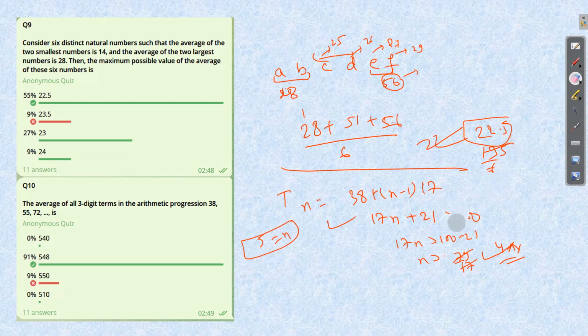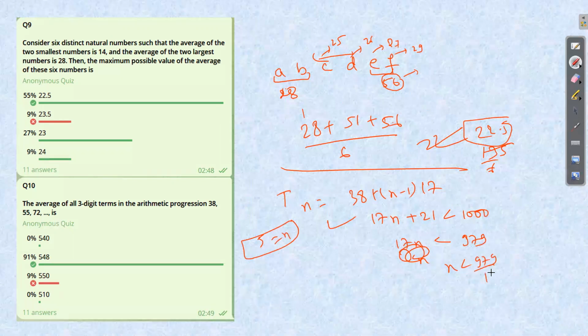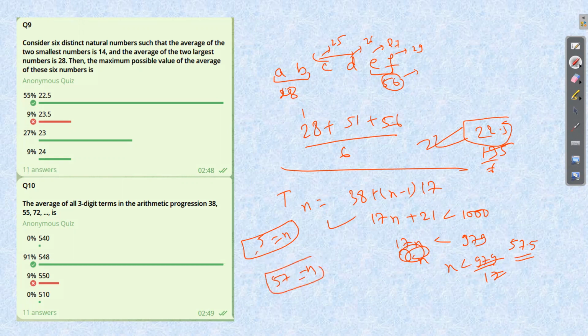Now, similarly, take it for the biggest number. 17n plus 21 will be less than 1000. So 17n is less than 1000 minus 21, which is 979. n will be less than 979 by 17, which is 57.5 something, so n will be 57. So n goes from 5 to 57.